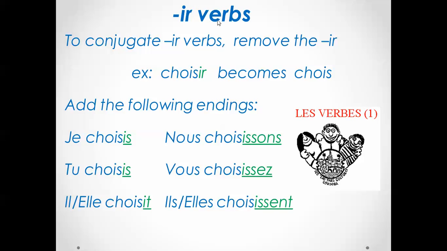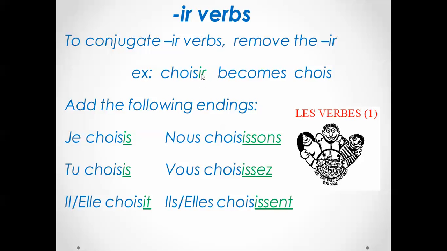Alrighty, so now here we are with a category of verbs called regular IR verbs. Hopefully this makes a little bit more sense. You're starting to get the patterns. Choisir right here is the infinitive, and choisir means to choose. So what we'll be saying down here is I choose, you choose, he or she chooses, we choose, you all choose, they choose.